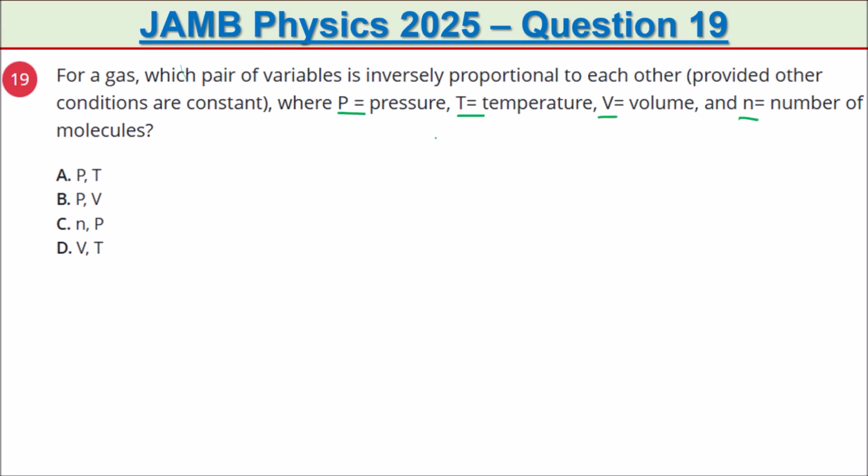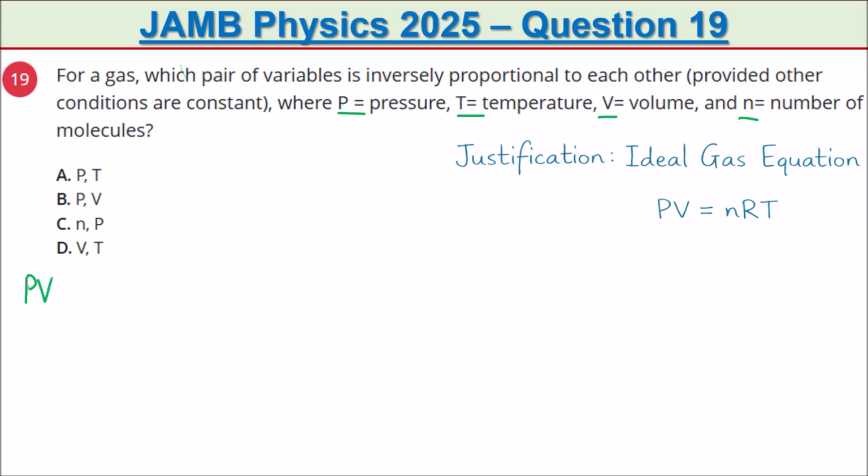We need to recall the definition for ideal gases for us to establish a relationship. And we know that ideal gases are defined by the equation PV equals nRT, where P is pressure, V is volume, n is number of molecules, R is the gas constant, and T is thermodynamic temperature. And for us to establish a relationship, let's make pressure the subject of the formula.